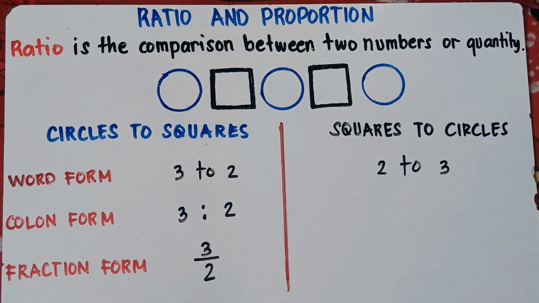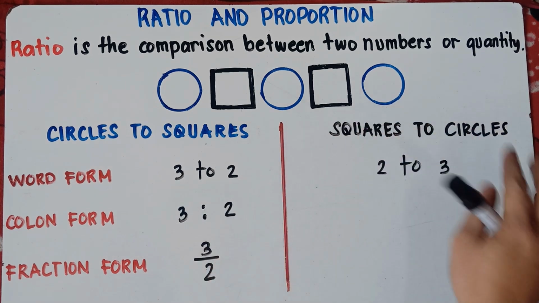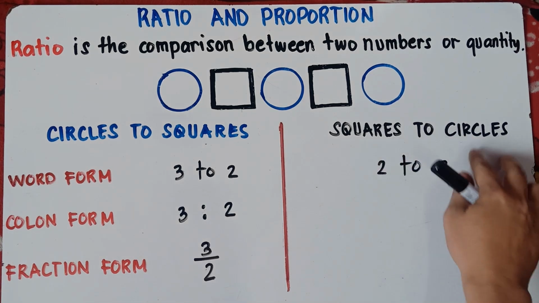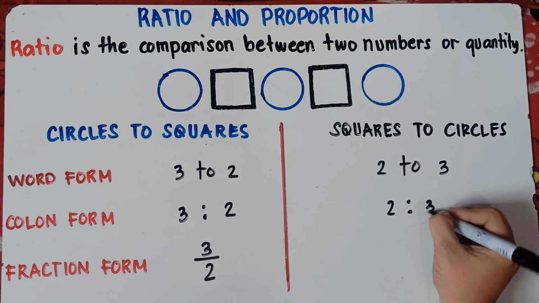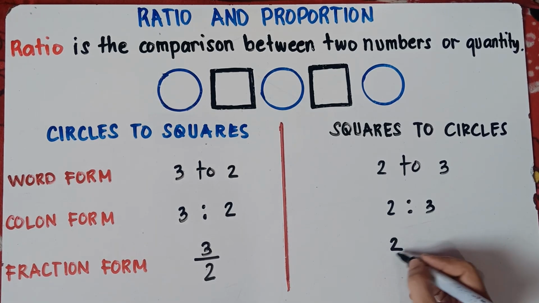So check the difference, class. It is really different, circles to squares than squares to circles. So just be careful with the ratio, class. Which comes first must be written first. Squares to circles, so we can write it in column form, that would be 2 is to 3. And we can also write it in fraction form, that would be 2 over 3.